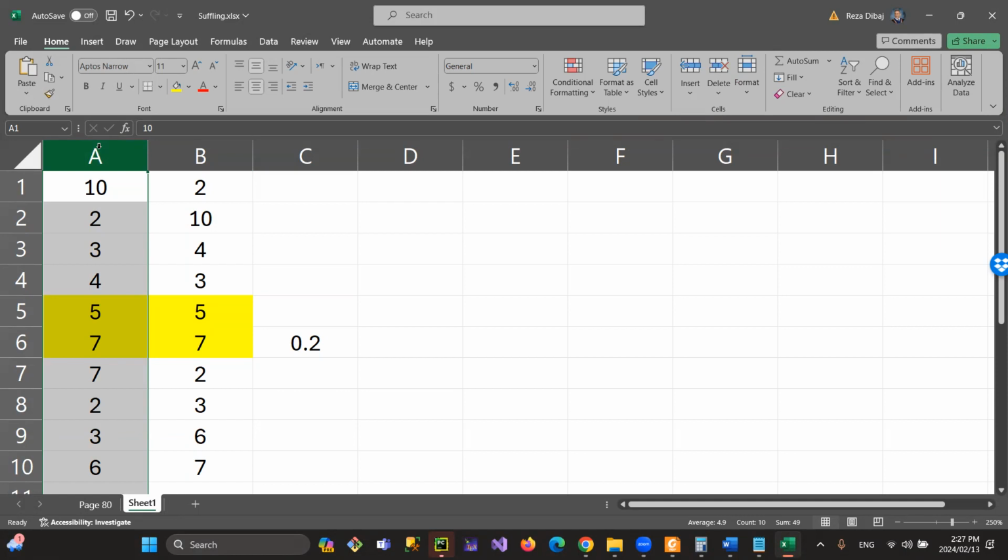How many of them are now in a correct position? Only 2 out of 10. So can we say the accuracy of this model is 20%? Does that make sense? The accuracy of this model, which was random, was 20%.